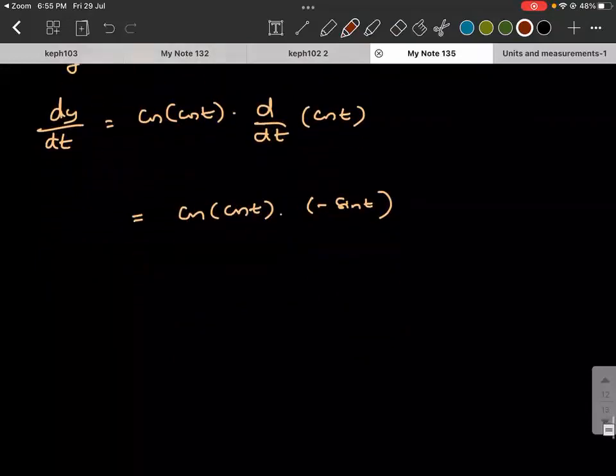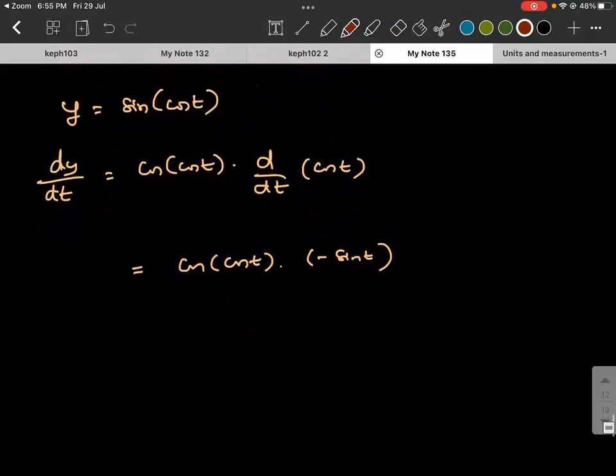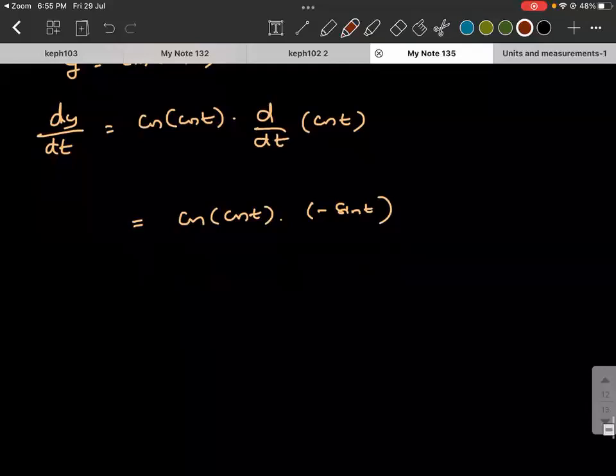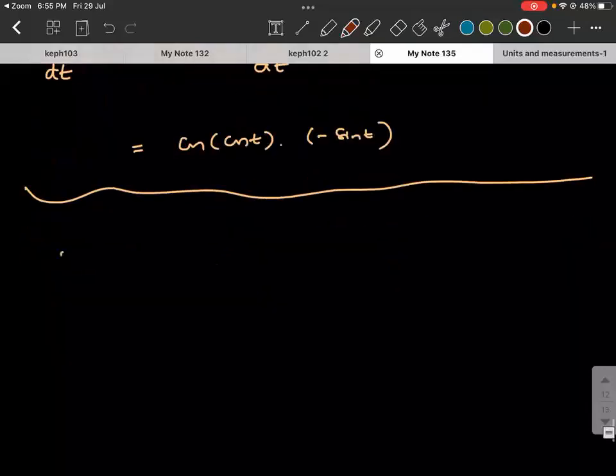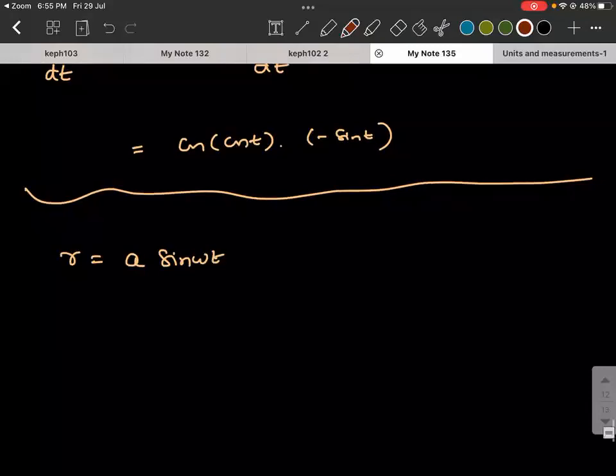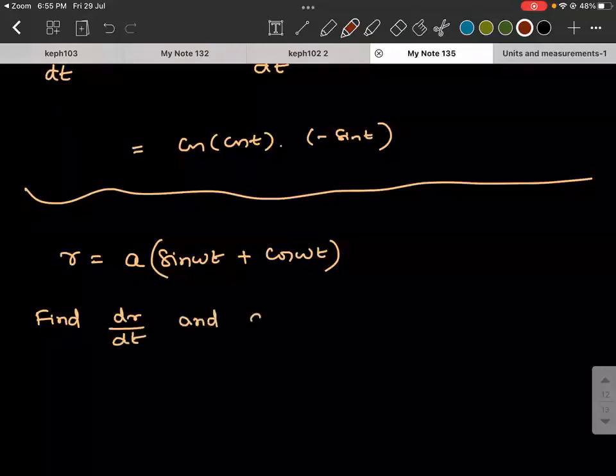Okay, since you asked with physics, let me give you something. Shall I go slightly tough? You want to try? R is equal to, where R is some radius, let's not worry about what it is, A sine omega t or A into sine omega t plus cos omega t. Find dr by dt and d square r by dt square.